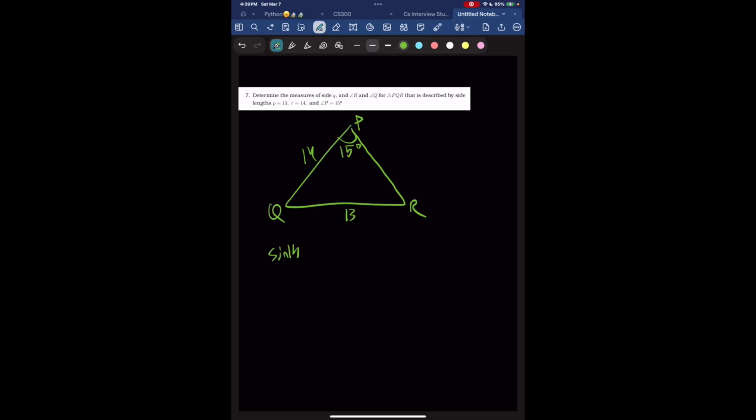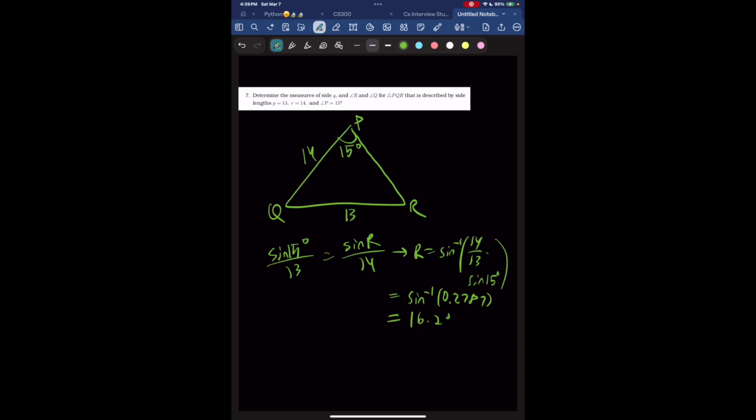Sine of 15, right, divided by 13 is sine of R divided by 14. So R is the inverse sine of 14 over 13 times sine of 15. We know the inside. I calculated the inside previously. If I pull up my notes, that is 0.2787. So the inverse sine of that is going to be roughly 16.2 degrees. Now, this is when angle R is less than or equal to 90 degrees.